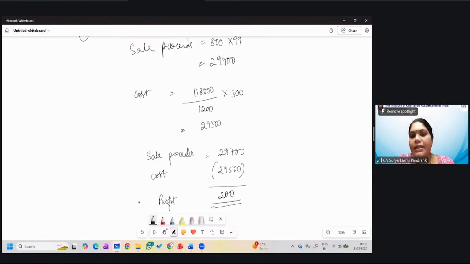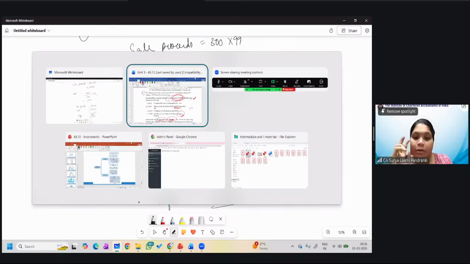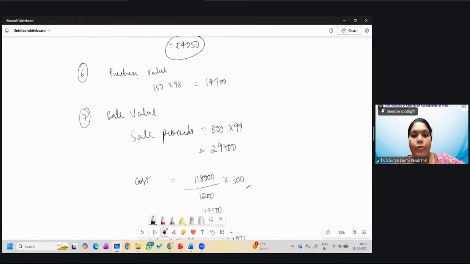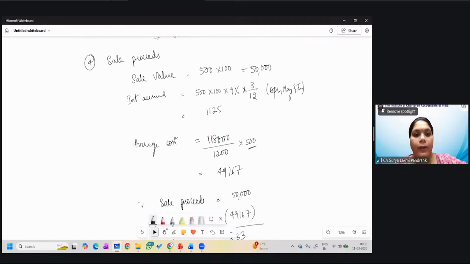Sale value is 29,700 and the cost is 29,500. How did I calculate this? Same way I calculated the earlier one. Again, two reasons: one, they told original holding, and the other one is FIFO. So I'm taking it from the 1,18,000 cost only. The profit is 200, sale value is 29,700.